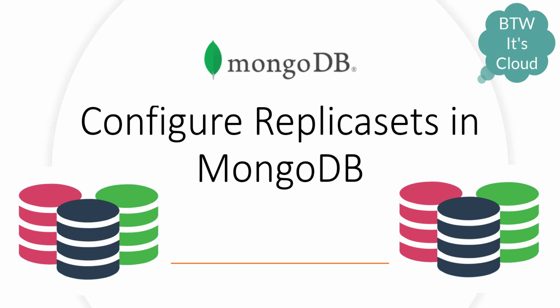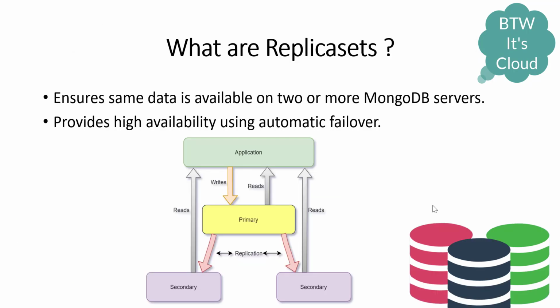So in today's session we'll be discussing configuring replica sets in MongoDB. Well, it's a very common thing that you have heard about. Replica sets are a group of MongoDB servers that maintain the same dataset. Apart from maintaining the same dataset, they help in ensuring high availability using automatic failover.